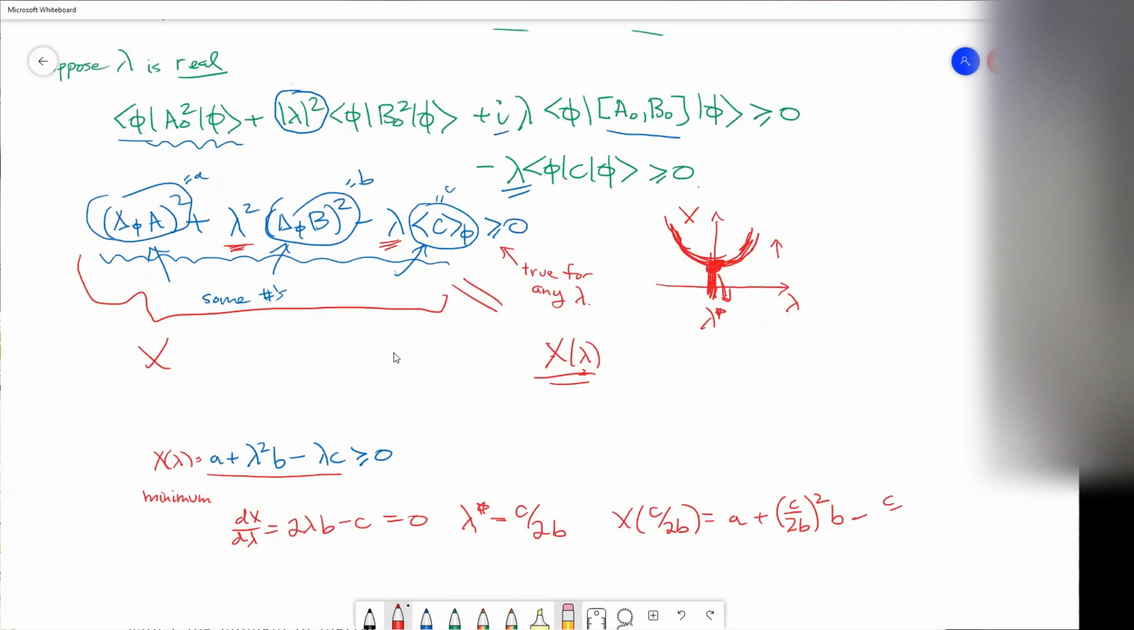Minus c over 2b times c, so c squared. And this is equal to a, and let's see what happens. This becomes c squared over 4 minus c squared over 2, so this becomes minus c squared over 4b. And it has to be greater than or equal to 0, because again, this minimum has to be off of the x-axis. And so this inequality only works if this is true.